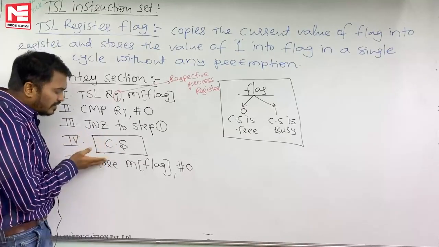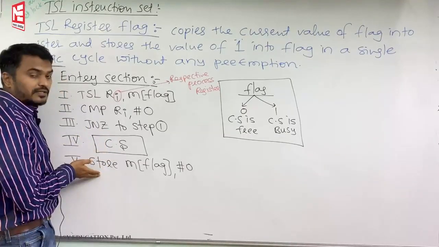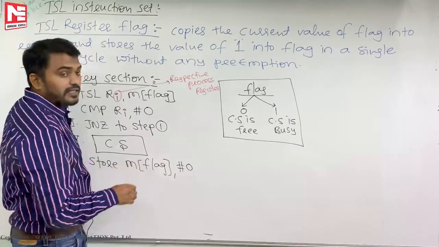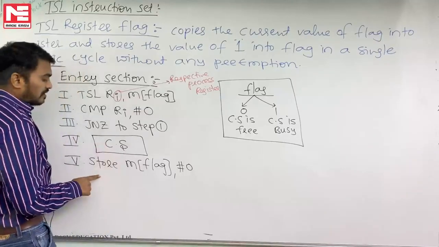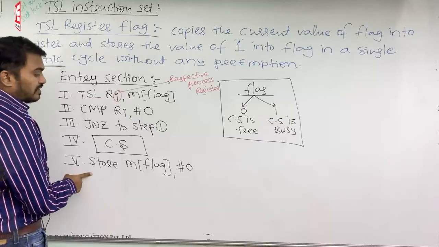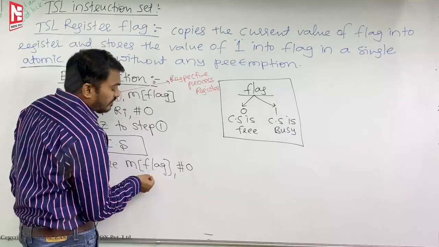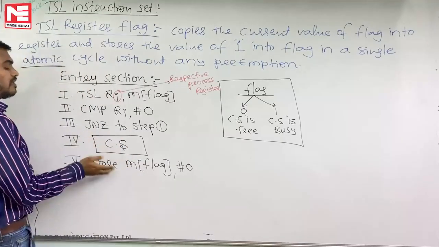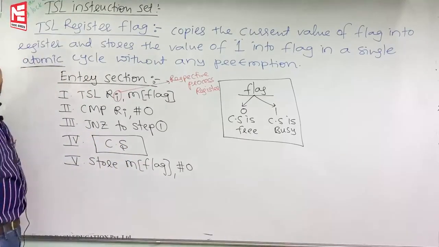And next, while leaving critical section, when the process is going out of the CS, what are you doing here? You are storing the value of 0 into flag. When the process leaves the critical section, you are storing the value of 0 into flag. So that's what happens in the 5th instruction. So when you are storing the value of 0 into flag, it means you are releasing the critical section. You are leaving or releasing the critical section.